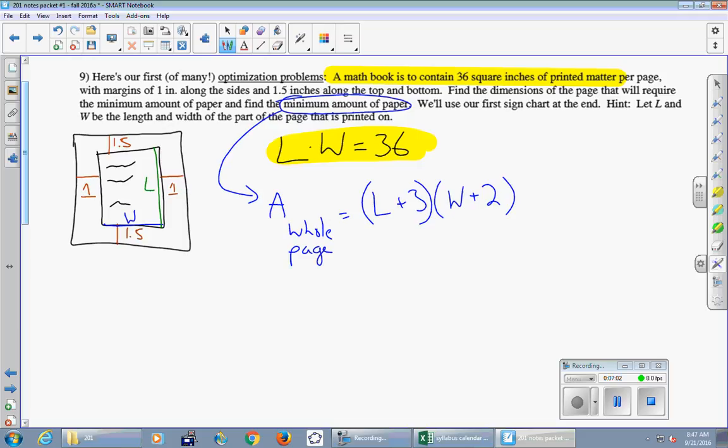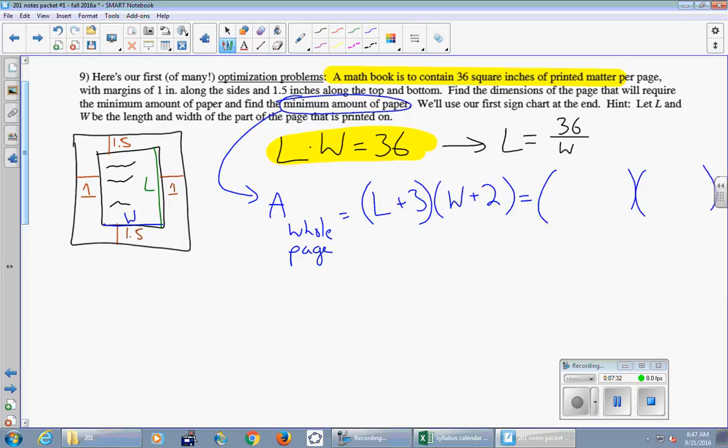And we're going to use that highlighted equation to do so. We're going to do substitution. We're going to solve that highlighted equation for one letter and substitute it into this formula for the whole area. So let's go ahead and solve this guy for L. Doesn't matter which one we solve for. But divide both sides by W, and we get L equals 36 over W. And then we can take that thing and substitute it right in here. So I'm going to copy everything except that L. Instead of L, what can we put? 36 over W.